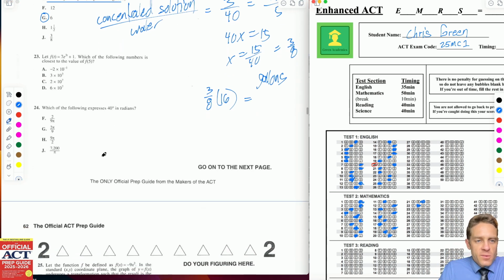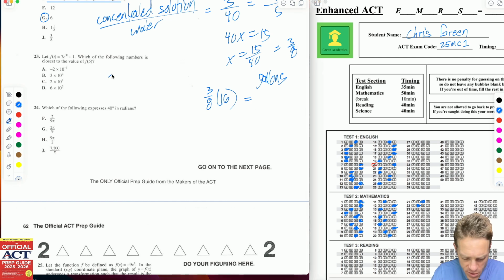Let f of t equal that. Which of the following numbers is closest to the value of f of 5? Well, this is simply plugging in 5 as t, but you have to understand how to use parentheses correctly. So it's e to the 15th, which I'm going to hit first. So e to the 15th times 7 plus 1 gives me a huge number. I'm looking at 22883122. Oh, and I see they have it in scientific.